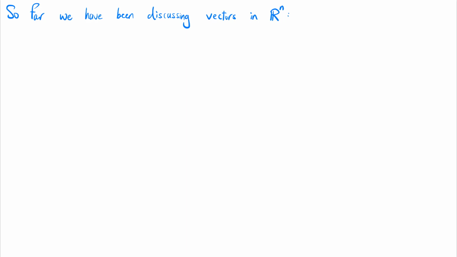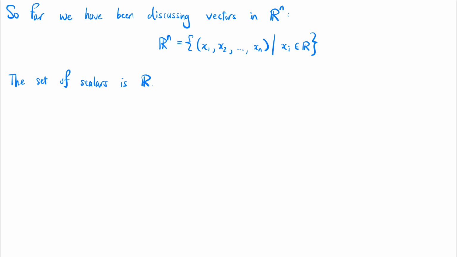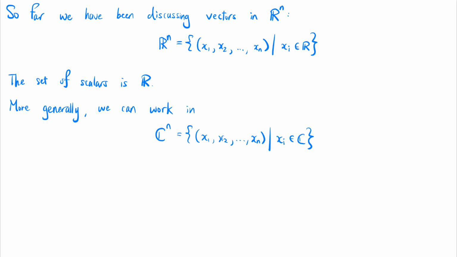So far, we have been discussing vectors in Rn, which is the set of ordered tuples x1, x2 up to xn, where each xi is a real number. The set of scalars is the real numbers. More generally, we can work in Cn, which is the set of ordered tuples x1, x2 up to xn, where each xi is a complex number. The set of scalars is the complex numbers.